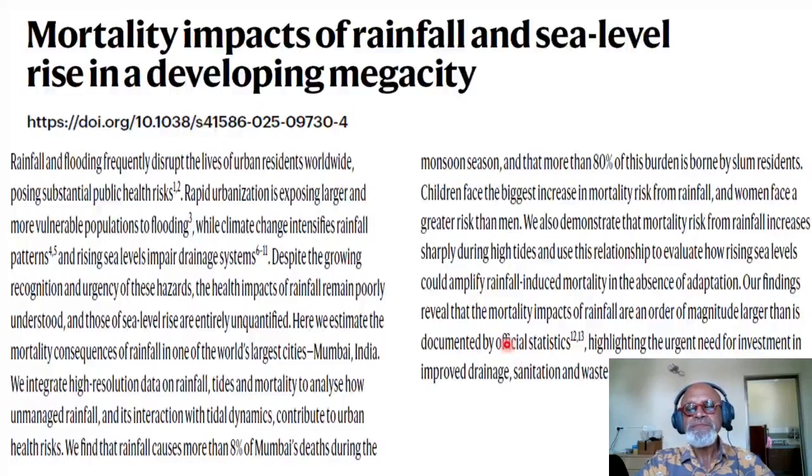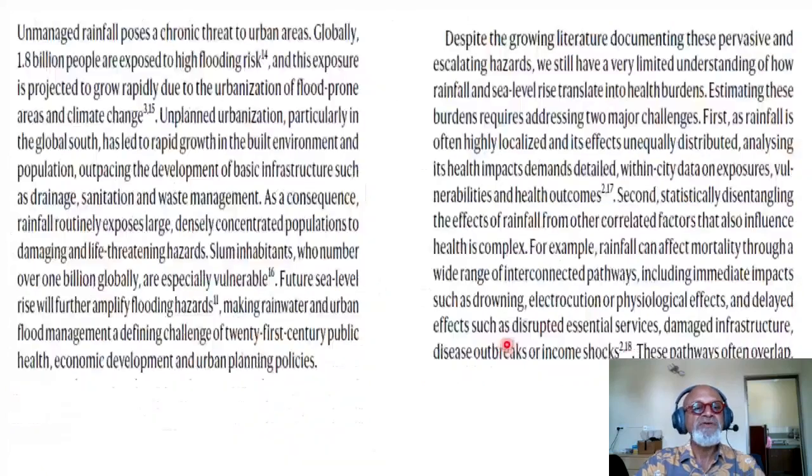But the idea of estimated mortalities being an order of magnitude larger than reported deaths often relates to the fact that it's not always easy to attribute deaths to particular events, so they just tend to be recorded as normal deaths. Okay, so there are numbers on how unmanaged rainfall is exposing more and more people to floods, and sea level rise will increase and will bring more challenges to cities on coastlines like Mumbai, Chennai, Kochi, etc.